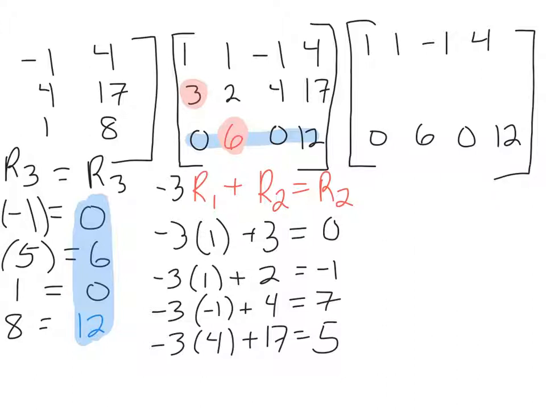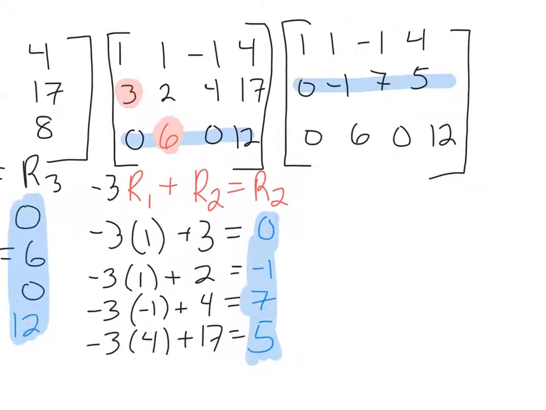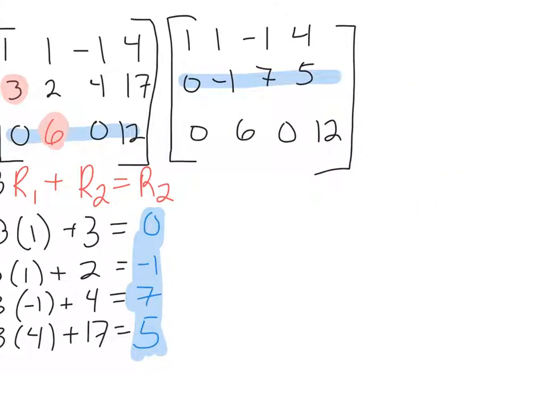There we go. So now what I'm going to do is take what I just solved, all this stuff right here, and plug it into this row right here. So I have 0, negative 1, 7, and 5. And what you'll notice, okay, is we've now eliminated 2 of those red numbers, right? Because we needed this one to be a 0, this one to be a 0, and now we need Mr. 6 here to be a 0, okay?